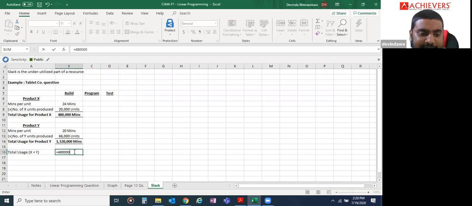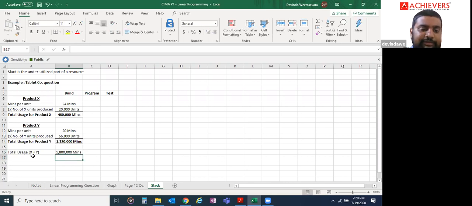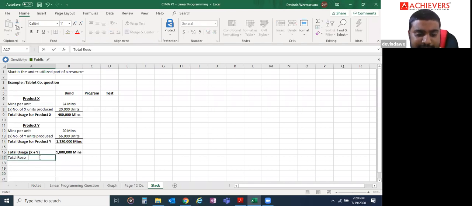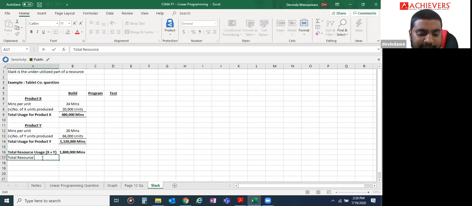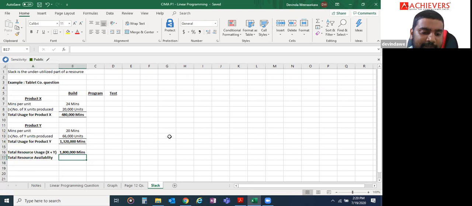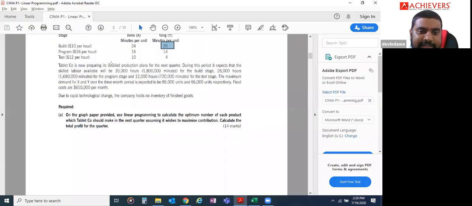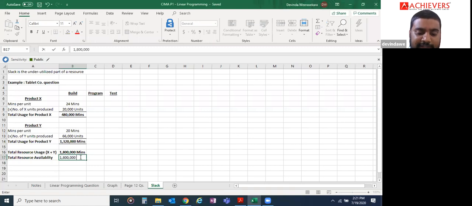So that I need 480,000 minutes to make product X. I need 1,320,000 minutes to make product Y. Total of 1,800,000 minutes. So in total, I am using 1.8 million minutes, and total resource usage 1.8 million, total resource availability. So I am using 1.8 million minutes, and how many minutes are available? Check. It expects that skilled labor will be 30,000 hours, 1.8 million minutes for build. So I have 1.8 million minutes, and I'm using the entire 1.8 million minutes.